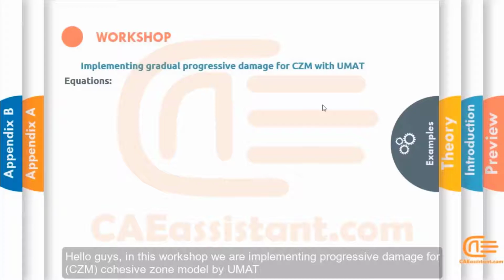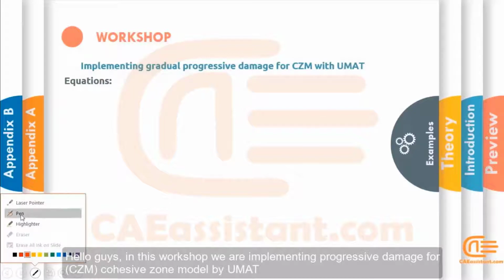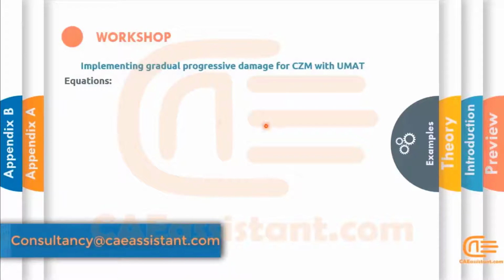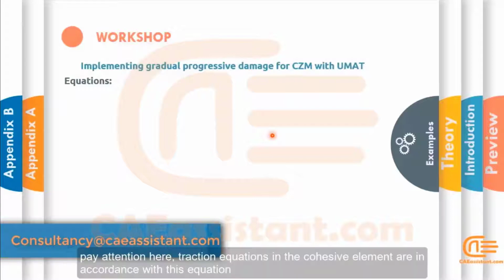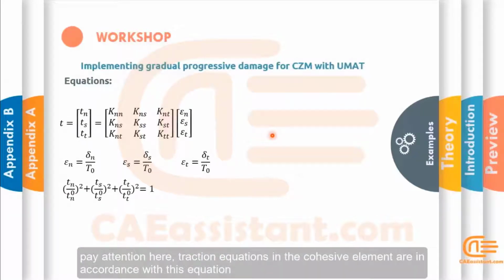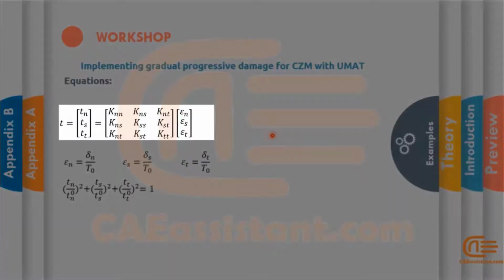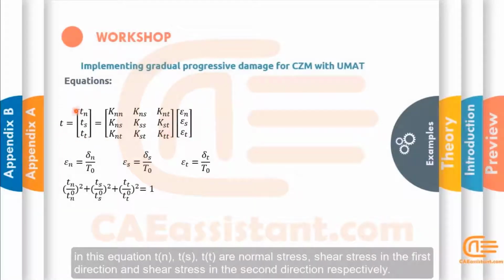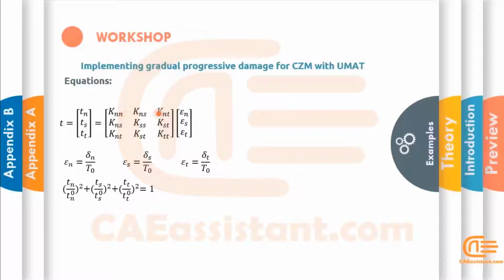Hello guys, in this workshop we are implementing progressive damage for CZM, the cohesive zone model, by UMAT. Pay attention here, traction equations in the cohesive element are in accordance with these equations. In this equation, Tn, Ts, Tt are normal stress, shear stress in the first direction and shear stress in the second direction, respectively. And K is a stiffness matrix.